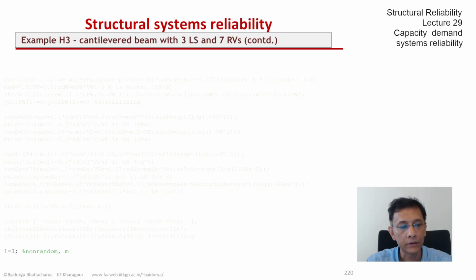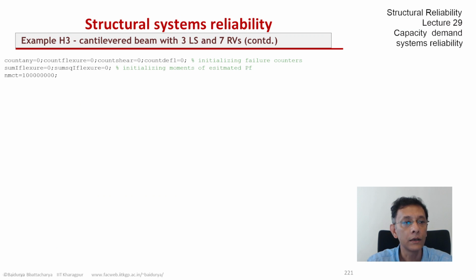Next, the length is 3, which is non-random, and it's in meters, so we have to be mindful about all these different units. Next, we are ready to start the Monte Carlo loop, so I initialize the counters. The count any is any failure, count flexure for flexural failure, count shear for shear failure, and count deflection for deflection failure. And I'm going to need some of these moments of the estimate, so I initialize some I flexure and some square I flexure as well.